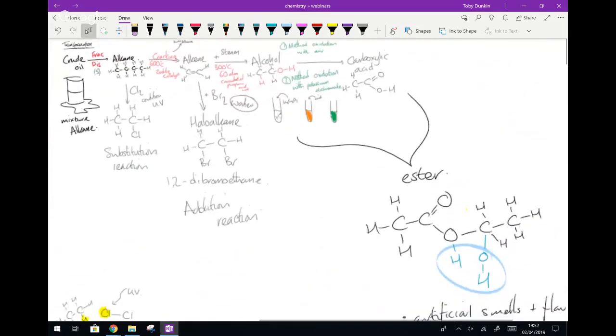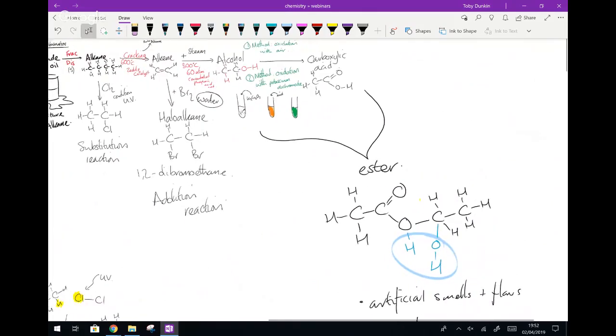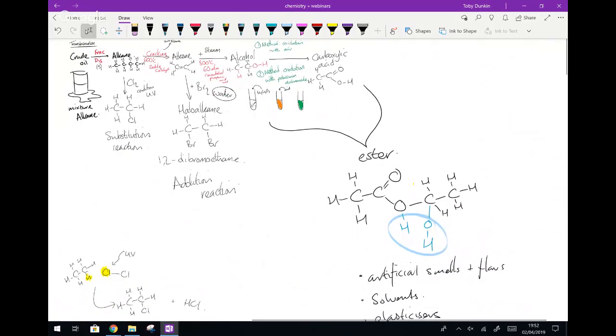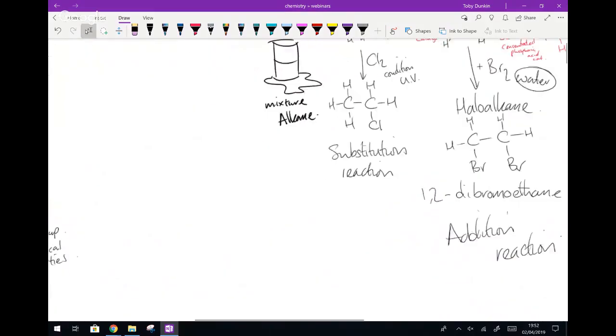Isn't that a lovely map? Alkanes, alkenes, to alcohols, to oics, and then to esters. And I can see exactly why Edexcel have done what they have done. So it ionizes partially like a weak acid. Yes, absolutely. Spot on. All carboxylic acids are weak. They all partially ionize in water.